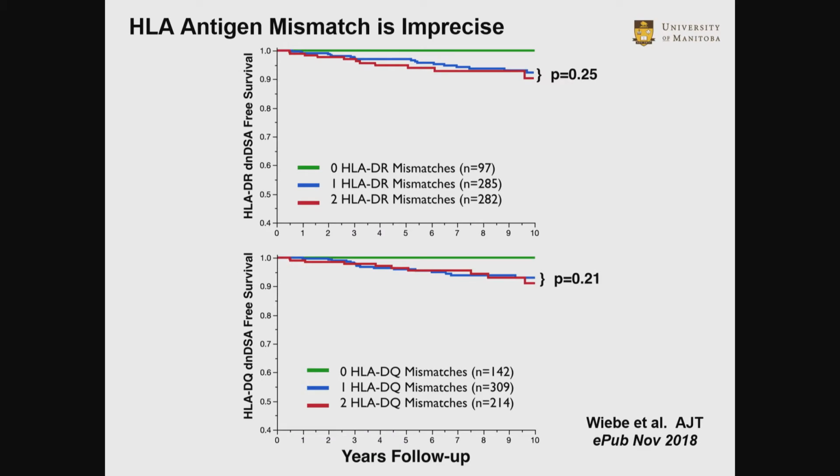What you're seeing here on the top and bottom are antibody-free survival curves for DR on the top and DQ on the bottom. And I'm using HLA antigen mismatch to risk stratify here. As you can see in the green line, if you have zero mismatch, as we'd all expect, you're very low risk for developing an antibody. Unfortunately, there is no statistical difference between a 1 or a 2 mismatch at either DR or DQ. And this is a problem because there are 600 patients plus in this analysis. And if you can't tell the difference in a risk factor with 600 patients, this is going to be very difficult to use in individual patients that you're seeing in the clinic.